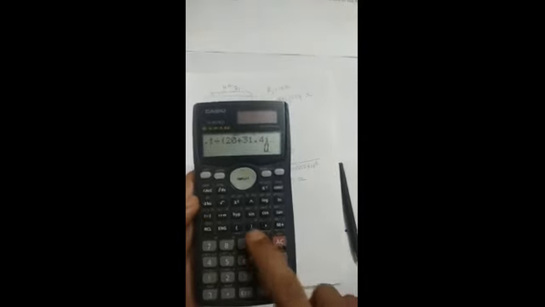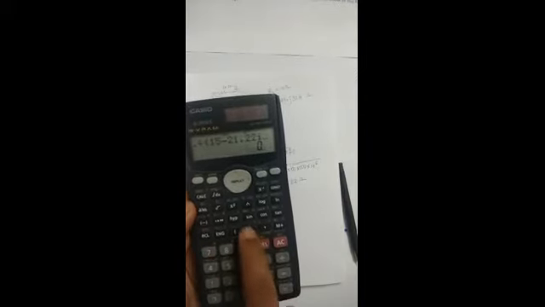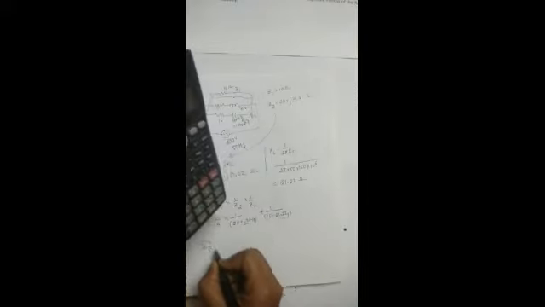So 1 divided by, what is this? 20 plus 31.4 I. Close this bracket, and this is for the denominator and this is for the numerator. Next, plus 1 divided by, start with the bracket, that is 15 minus 21.22 I. Close this twice.